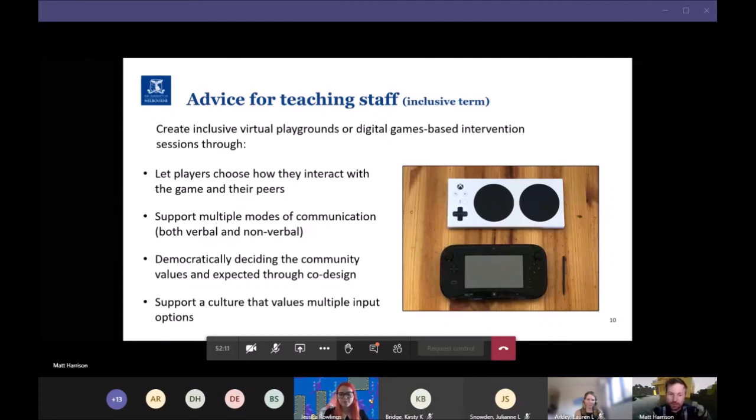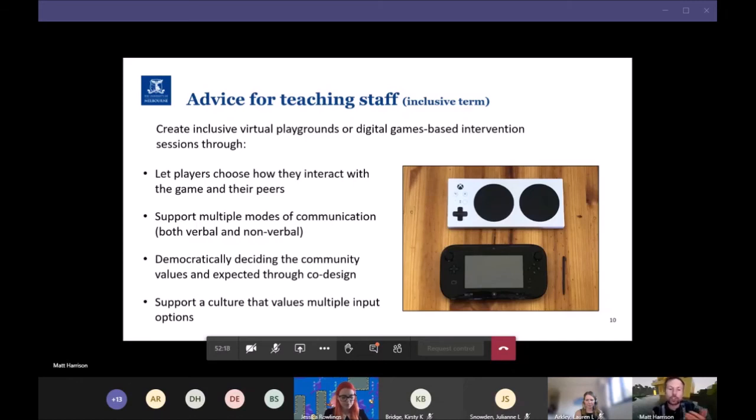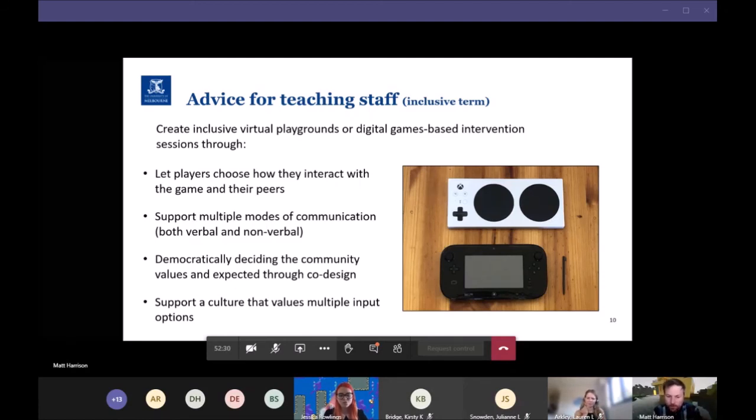Supporting multiple modes of communication, both verbal and non-verbal, and some really great tips around that, around talking about how you can show that you want to help, or how you can show that you want to share information with someone. Deciding those community values in a democratic way through this process of co-design, and then really supporting multiple modes of input. We've got a lot of students with fine motor, gross motor skill needs, and so using different controllers.